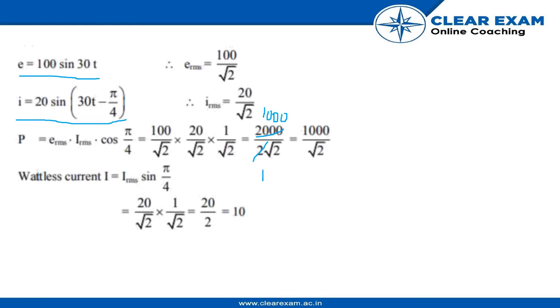And we have to find the wattless current. So that is I equal to I RMS sine pi by 4, and sine pi by 4 is 1 by root 2, and I RMS we already calculated as 20 by root 2, so it comes out to be 20 by 2, which simply comes out to be 10.